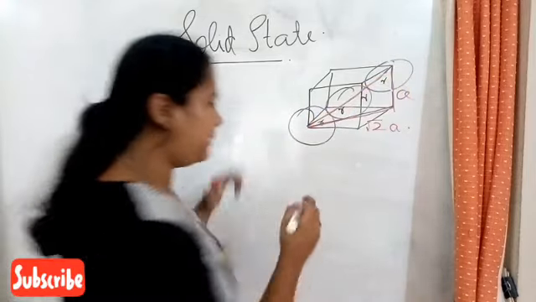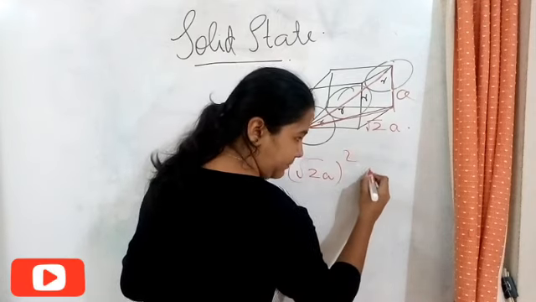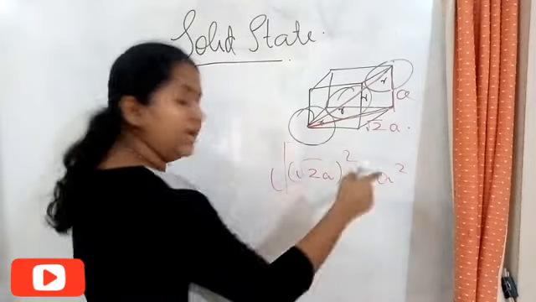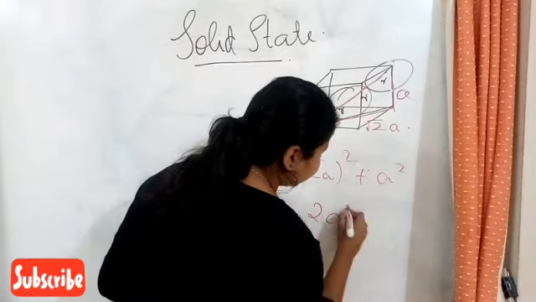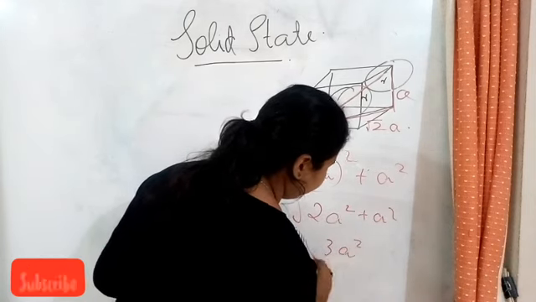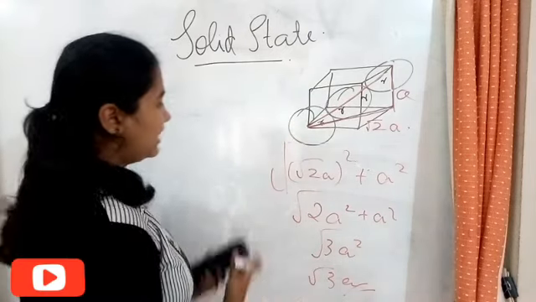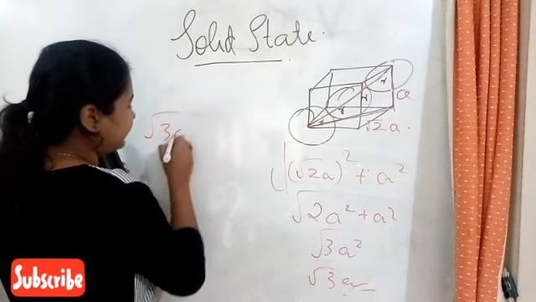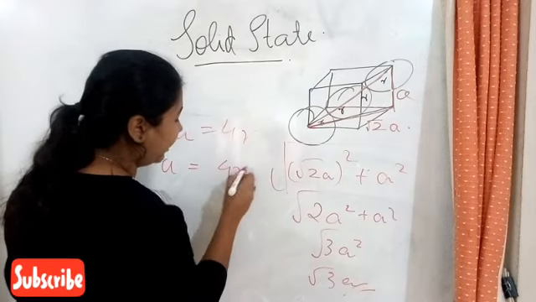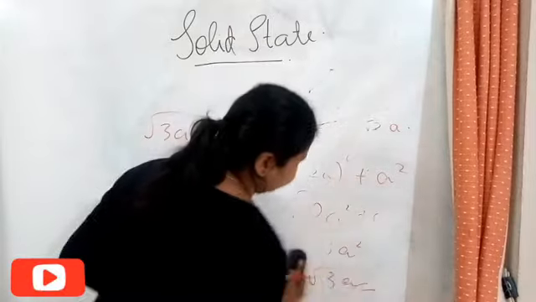So what would be this hypotenuse? The hypotenuse would be root of (root 2 a) whole square plus a square. This is 2a square plus a square, that is 3a square, so the hypotenuse is root 3 a. Am I right? Now let's write root 3 a is equal to 4r. Therefore a is equal to 4r divided by root 3.